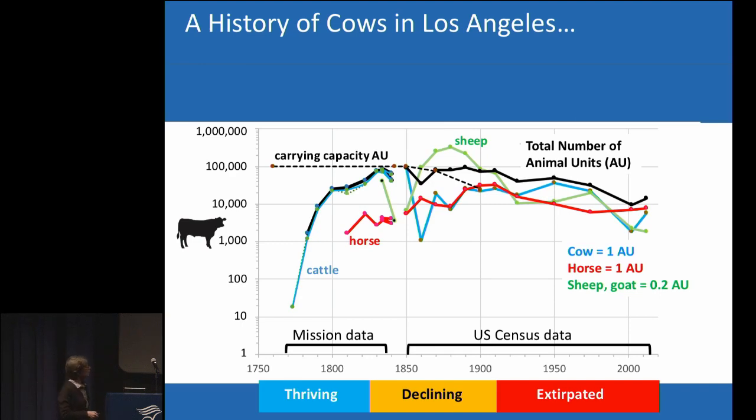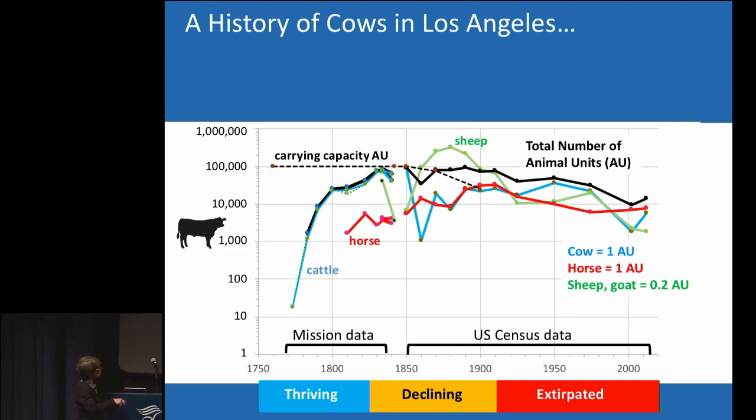And how I did this, first off, this is a log plot. That's 10 cows, 100 cows, 1,000 cows, 10,000 cows, okay? And that is going straight up. That is a logarithmic, that is a straight astronomical rate.